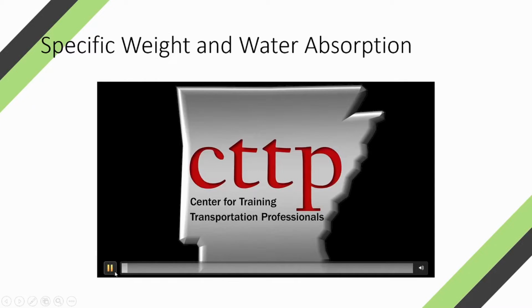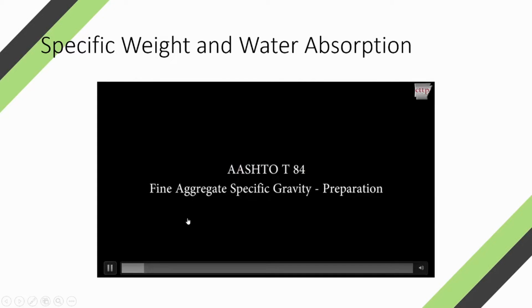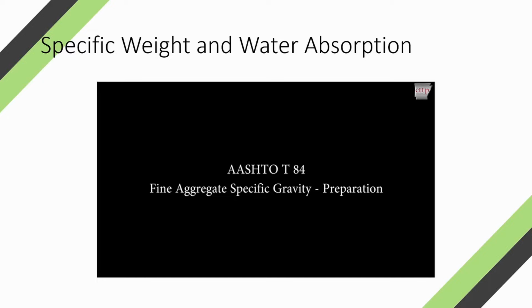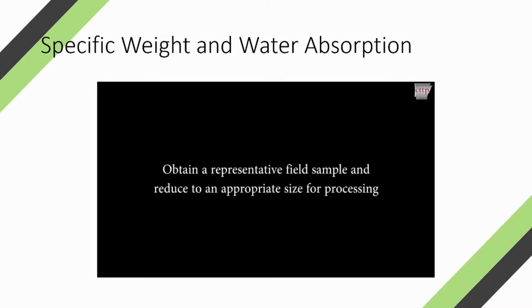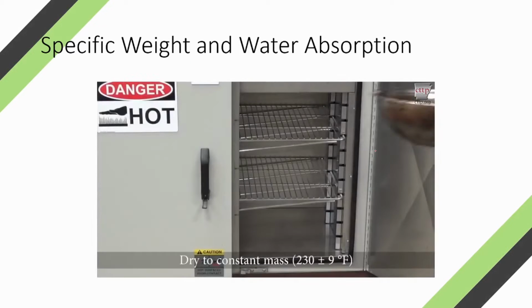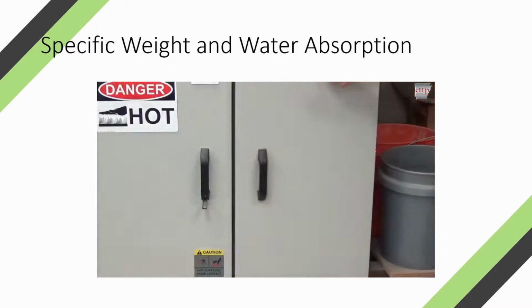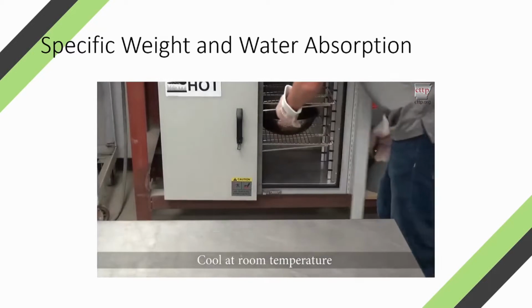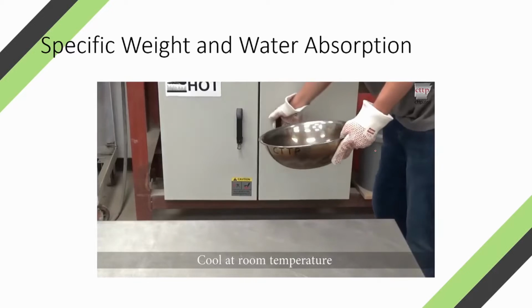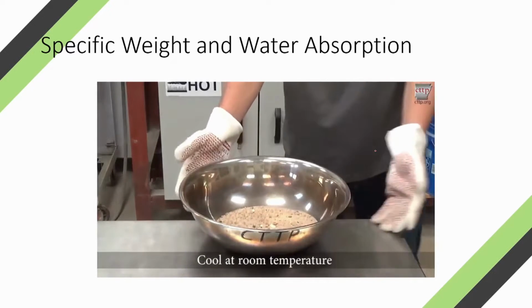Welcome to the CTTP training. The first video is the preparation, ASTM C1131, specific gravity and absorption of fine aggregate. This video outlines the steps to prepare a sample for testing. Obtain a representative field sample and reduce it to an appropriate size for processing. Dry the sample to a constant mass at 230 plus or minus 9 degrees Fahrenheit. Remove the sample from the oven and cool at room temperature.